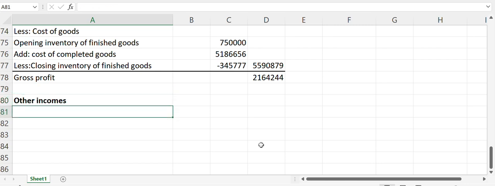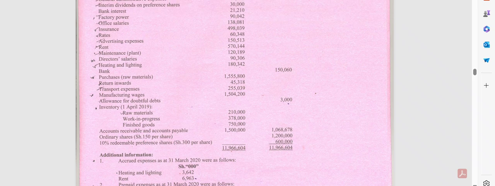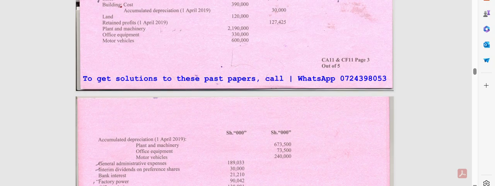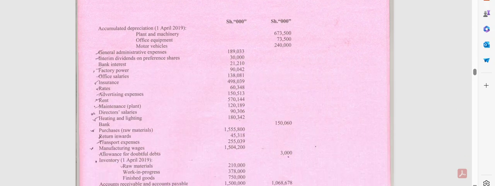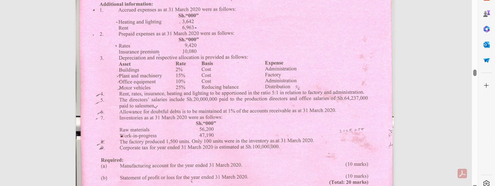Whether we have other incomes. How do you know we have other incomes? You check the credit side. So credit side, allowance for doubtful debt, that's not other income. Bank, this is an overdraft. It seems we didn't have other income. Yeah, we didn't have other income. In the additional information, we didn't have other income too. And the allowance for doubtful debt was an increase, so we don't have other income.